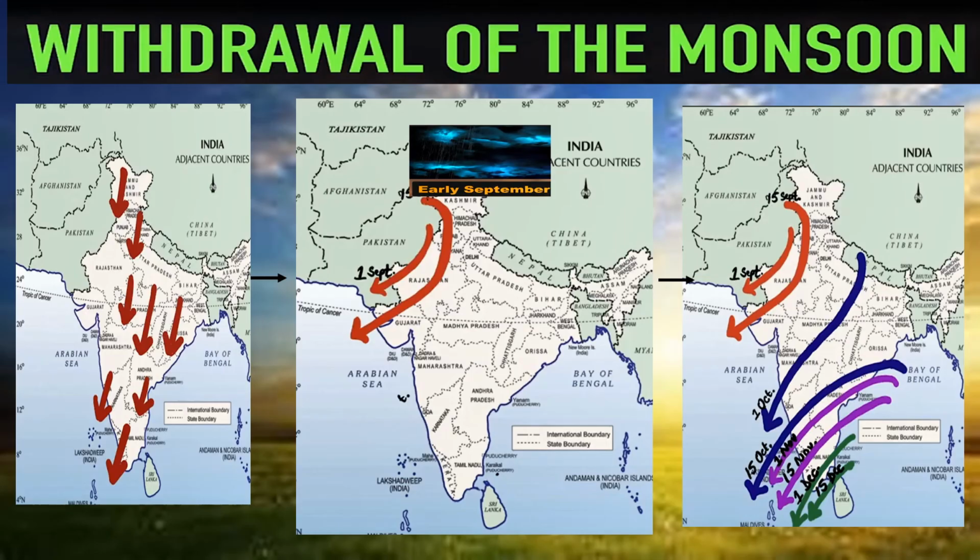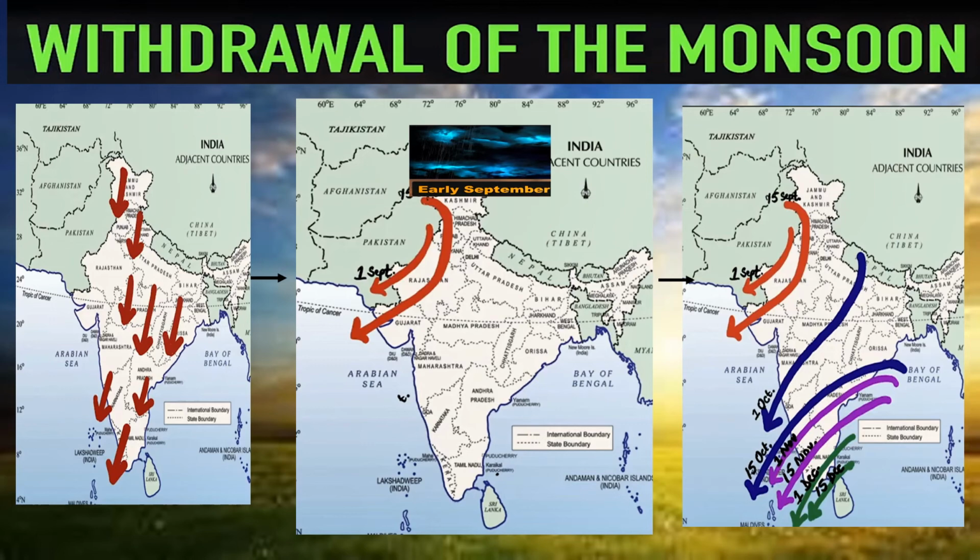Let's look at the next type of monsoon, that is the withdrawal of monsoon, and it is also called the northeast monsoon or retreating monsoon. So we have understood that the southwest monsoon starts from the month of June and goes up to September. By the time of October, these winds start returning back from the north towards the south. So this is called the retreating monsoon or the northeast monsoon.